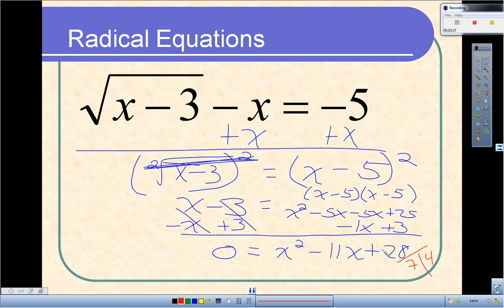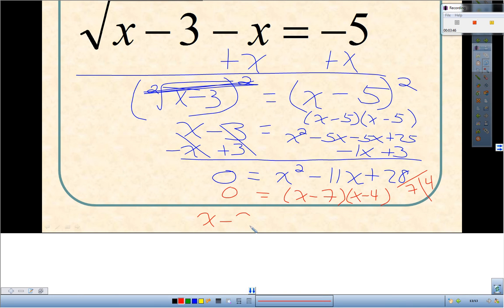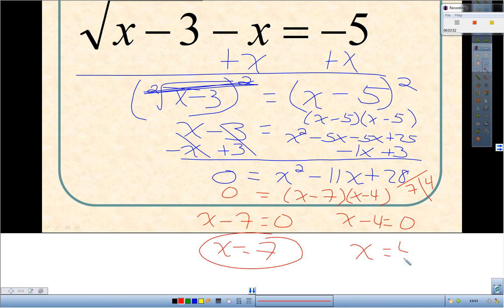They're both going to be the same sign. They're both going to be negative, so that's going to give me x minus 7 and x minus 4. I can set each one of these equal to 0, so I get x minus 7 is equal to 0 and x minus 4 is equal to 0. So my two answers would be 7 and 4. And that's it for today's lesson.